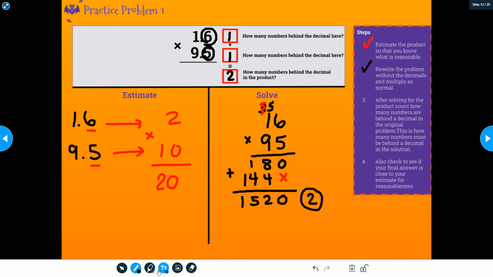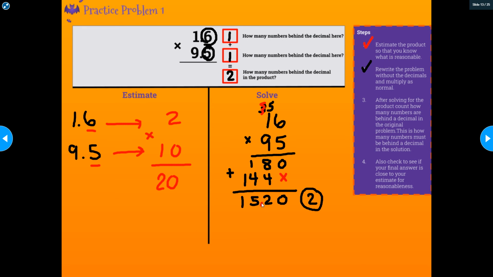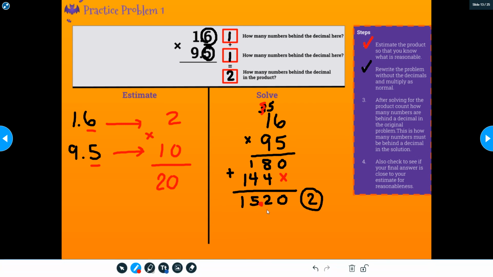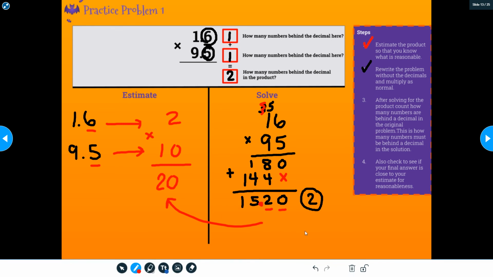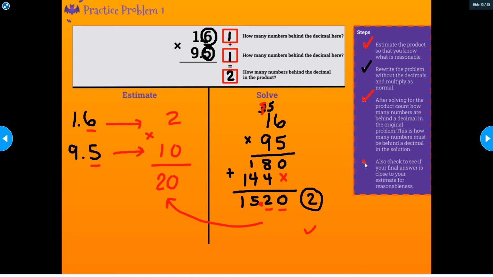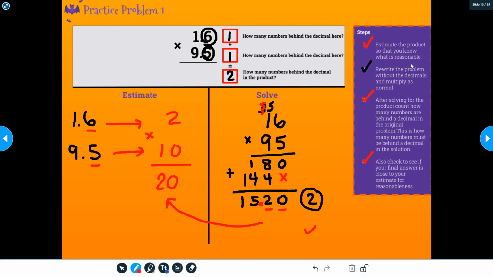So then we need to place our decimal correctly. This means the decimal should be between the 5 and the 2, so that I have 2 numbers behind my decimal. And then we ask ourselves, is that close to our original estimation? And the answer is, yes, it is. So we have done all 4 steps, and we're good to go.